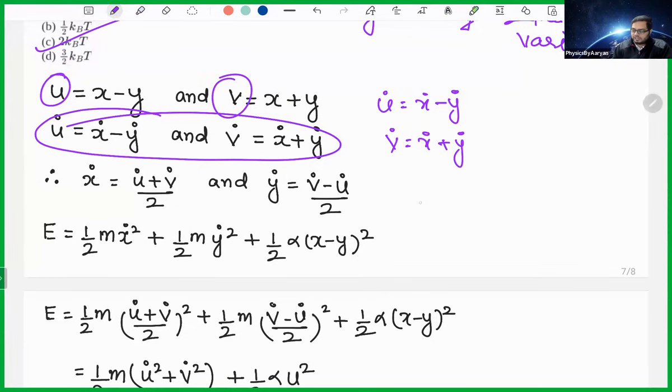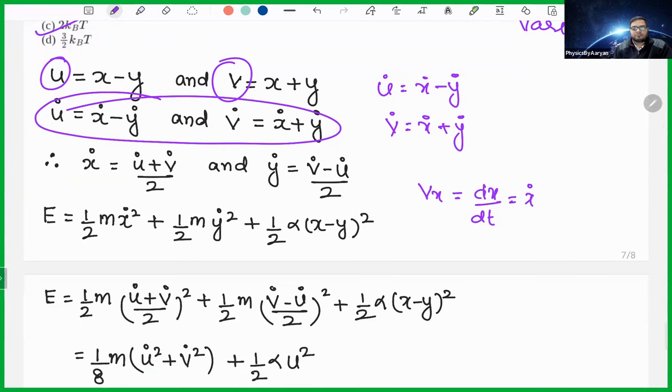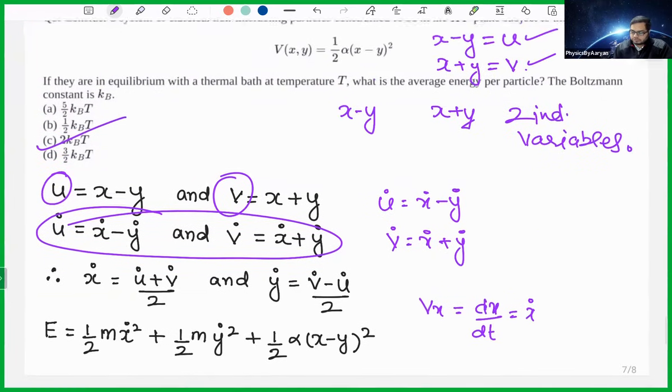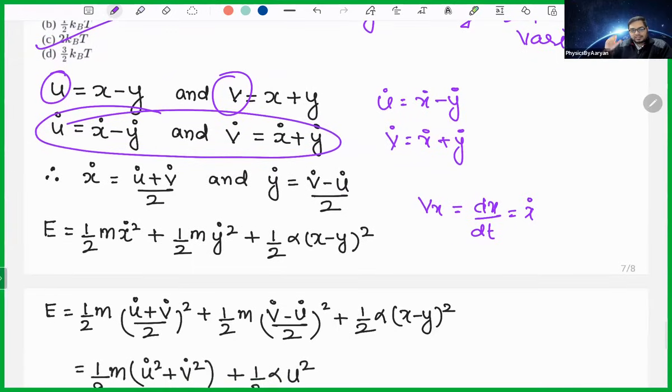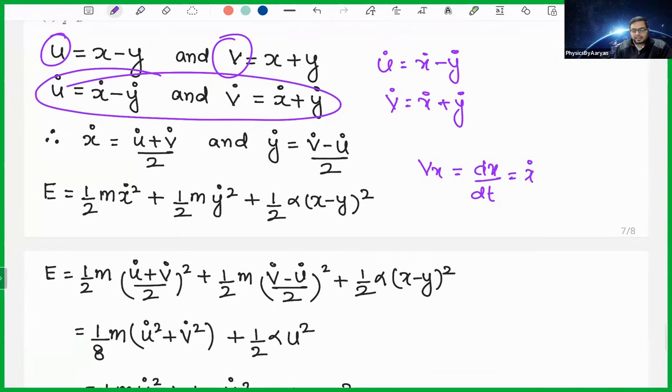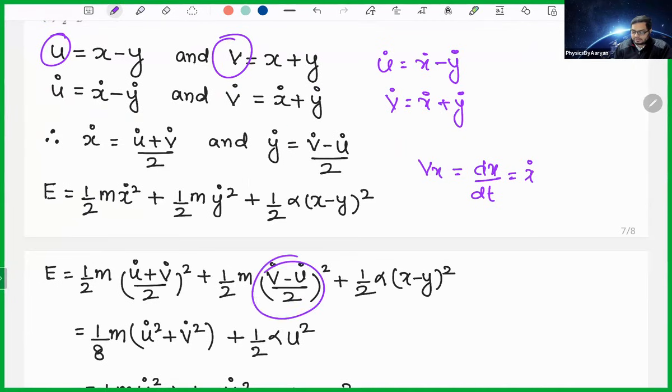Kinetic energy is given by half m vx square. Vx is dx by dt, which can be written simply as x dot. So half m x dot square, half m y dot square, and half f alpha (x minus y) square, because this is given. I'm not doing anything; this is simply given to me. Now I replace x and y in terms of u and v. If I do that, can I put my x dot as this, and my y dot as this? And x minus y I can write as u, because x minus y is simply u.